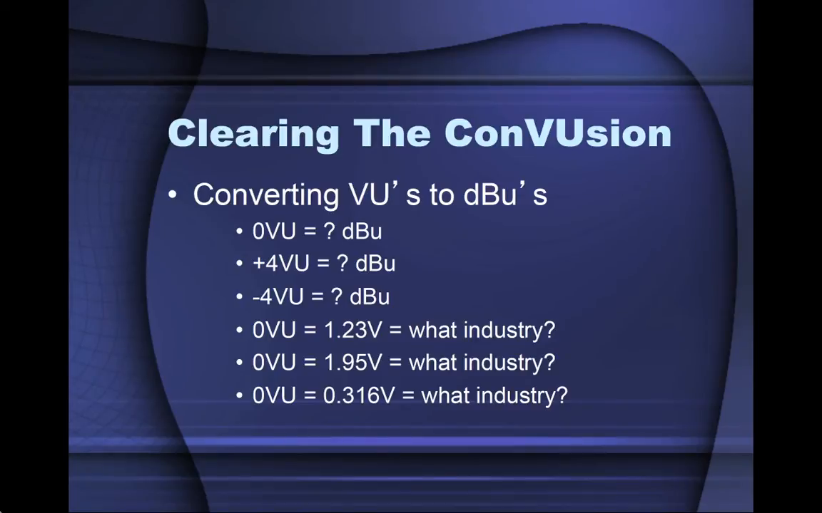And 0.316, well, we only have one left. Obviously, that's a lot lower. That's going to be our minus 10 dBV value. And again, we can take that voltage into our dBV conversion formula: 20 log of 0.316 divided by 1. Go through that logarithm calculation, and you'll come out with minus 10 dBV. And so that's going to be our consumer industry.